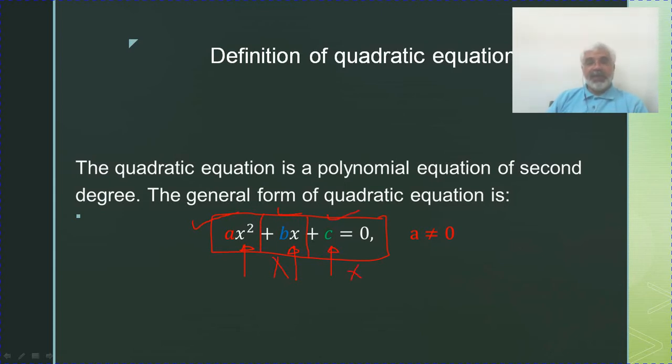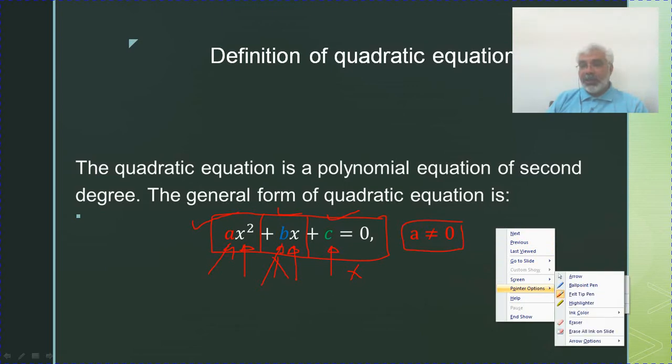This means that the value of a is the coefficient of x squared, the value of b is the coefficient of x, and c is called the constant, not coefficient. Now a, b, c, all of them are real numbers. There is no condition for the value of these three numbers, except for a. A shouldn't equal 0.